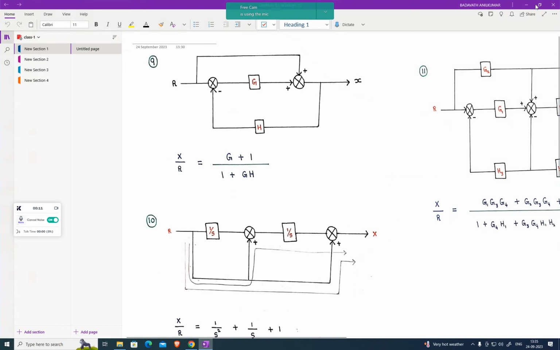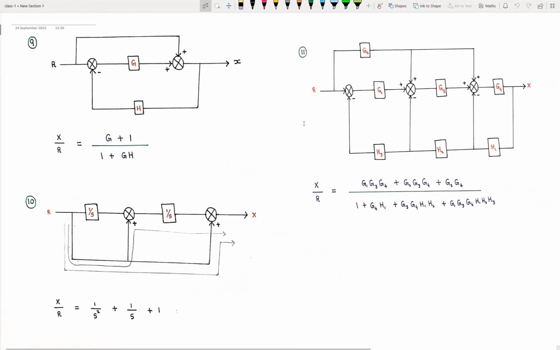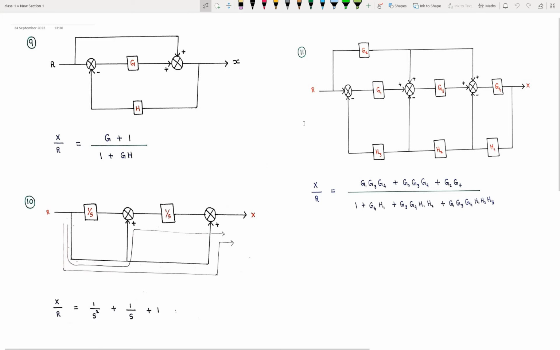Hello everyone. In this video, we will solve some more problems related to block diagram reduction technique. So we come to the first question now. We will be given the block diagram in the exam like this and we are asked to find the transfer function.